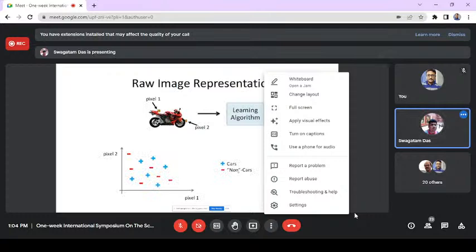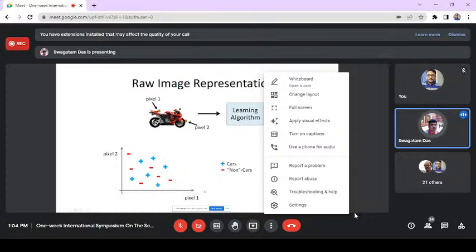So suppose I mount a camera on the doorway of my garage and I want to demarcate between cars versus non-cars. I don't want an elephant to walk into my garage. In Kerala, that regularly happens. So I mount a camera on my garage and whatever picture it captures, I represent the picture in terms of two such arbitrarily chosen pixels. So every picture boils down to a point in this two-dimensional space.